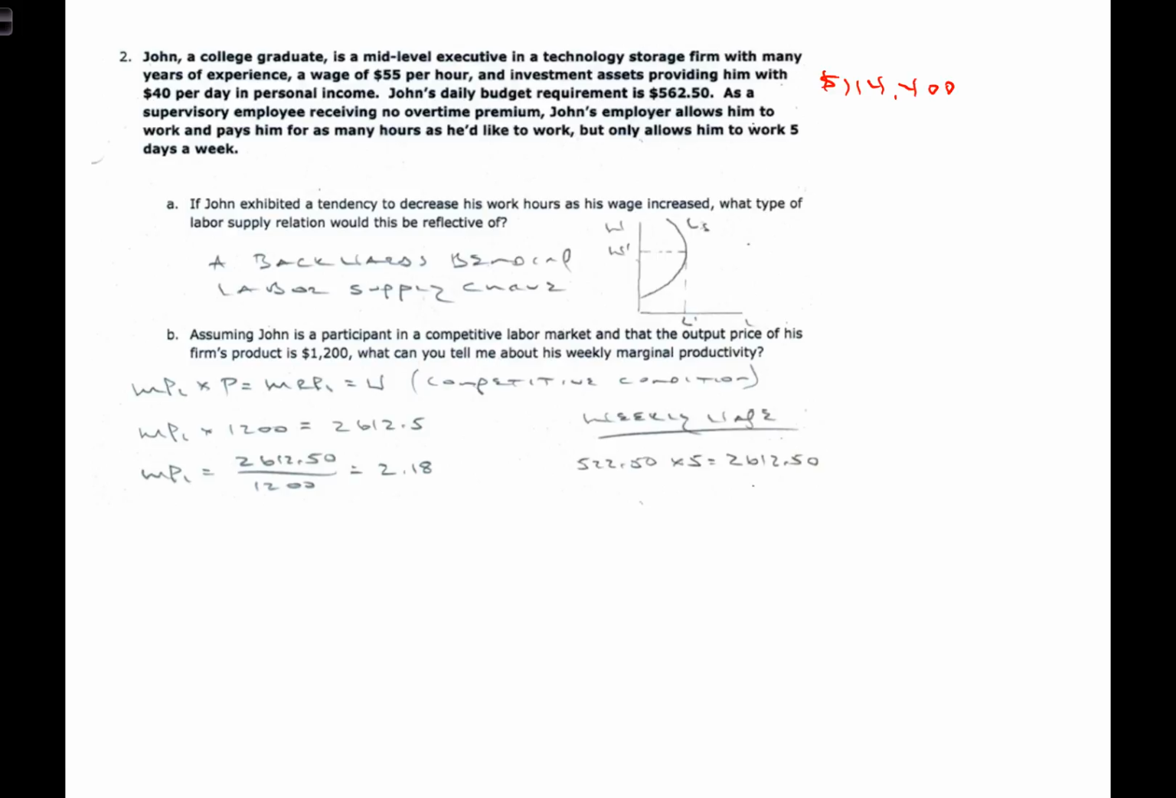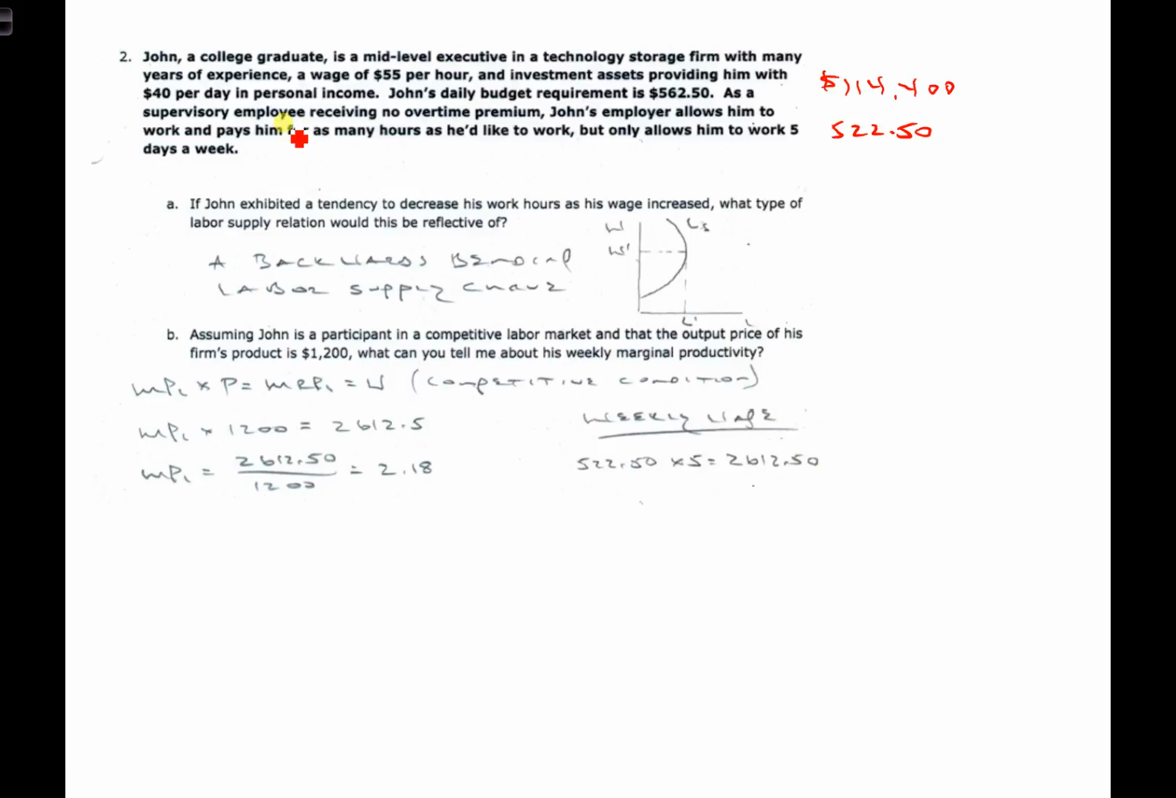We see that John has a daily budget requirement of $562.50 a day. That's going to be based upon his tastes, his preferences, his household needs. We know that John receives $40 a day in personal income from some investment assets. Think of that as an endowment, of course. Well, if from that 562, 40 has come from his investment assets, that means that there's $522.50 that must come from his labor, or substituting leisure. And so we can then begin to think about what a model might look like here.